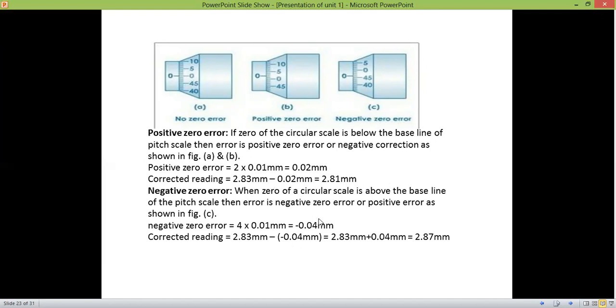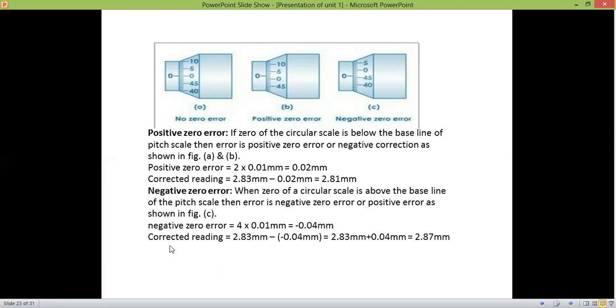Now we have to see how to calculate the value of negative zero error. For that, we have to see which division of the thimble scale is in line with the datum line of the main scale. We have to start counting from zero, and it is the fourth division which is coinciding with the datum line. The fourth number will be multiplied with the least count 0.01, and it becomes 0.04 millimeter. It will have a negative sign because it is a negative zero error.